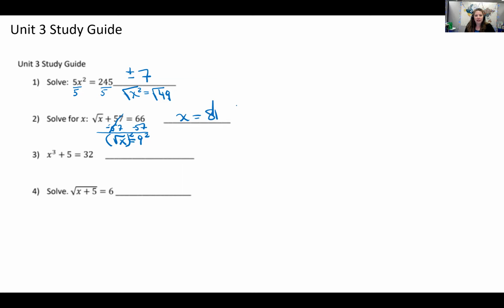And then if we're going to check our answer, plug it in for x: square root of 81 plus 57 is 66. Square root of 81 is 9. 9 plus 57 is 66. So I know that 81 is the right answer.